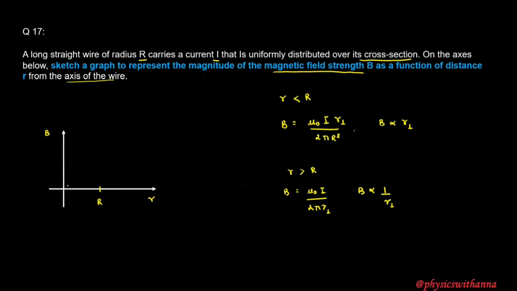At points which are inside the wire, magnetic field value is increasing with distance. So going from 0 to radius R, the field value will increase in this manner. And then for points which are outside the wire, magnetic field value is inversely proportional to r. That means it will decrease as you go away from the wire, which you can show in this manner. So this is how you can sketch a graph of magnetic field with respect to the distance. Inside the wire, it will increase with distance. Outside the wire, it will decrease with distance.